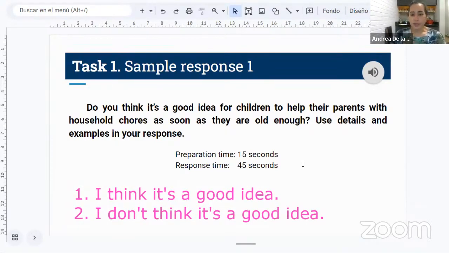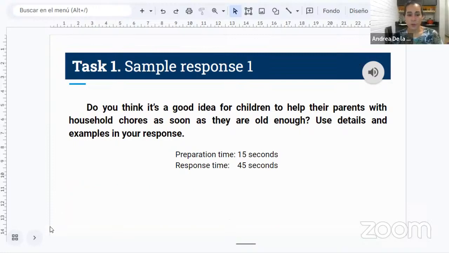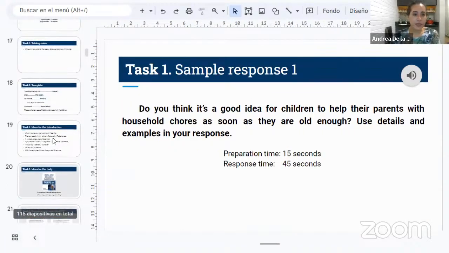You can never do something like that. You only have two options. There are only two valid responses to have a good score and to answer the question directly. Yes, I think it's a good idea, or no, I don't think it's a good idea. There's nothing else that you could say, okay? And this goes for everything because there are different types of questions.